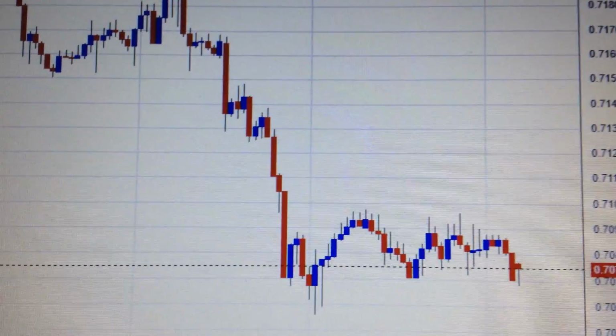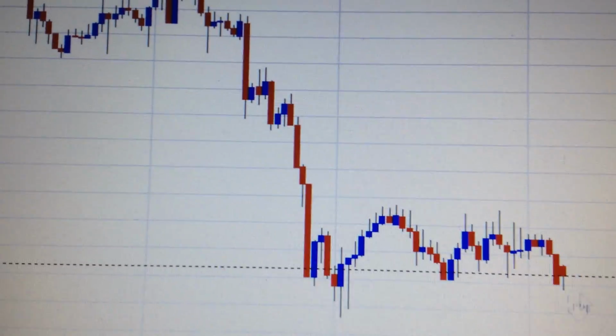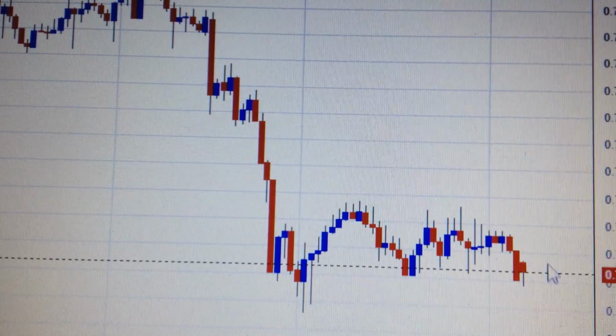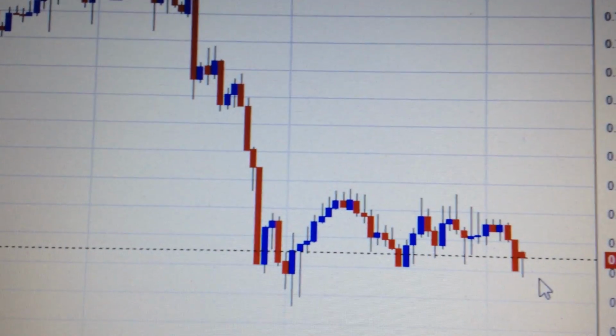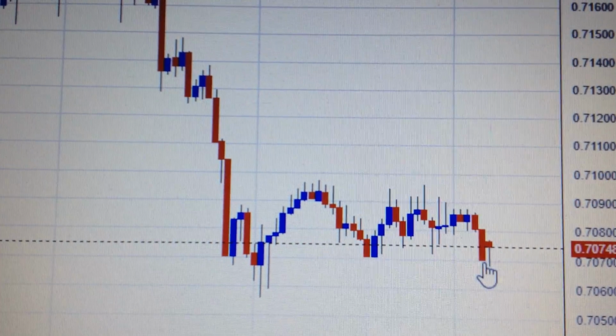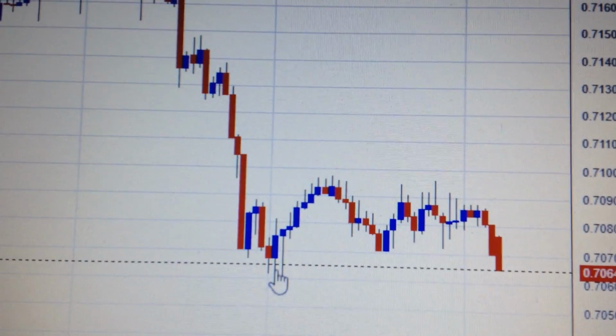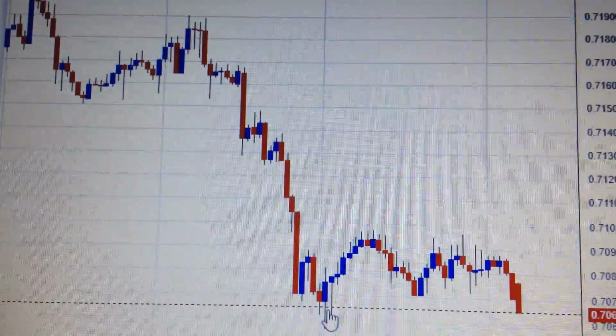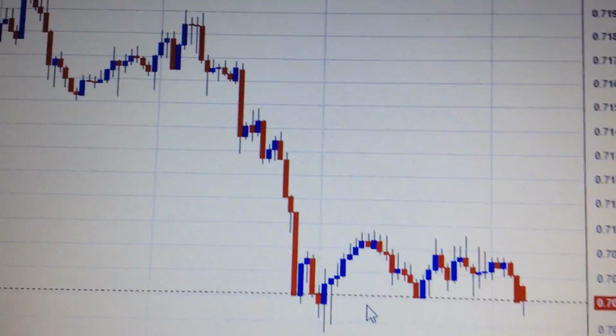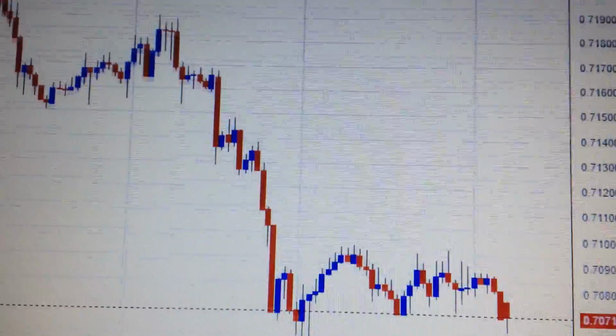Take a look at the Australian dollar against the US dollar. You can see here it formed a red candle, and the bottom of the red candle already approached the last low of here. So this is the hour chart. If we change the chart into daily chart, we can see here.